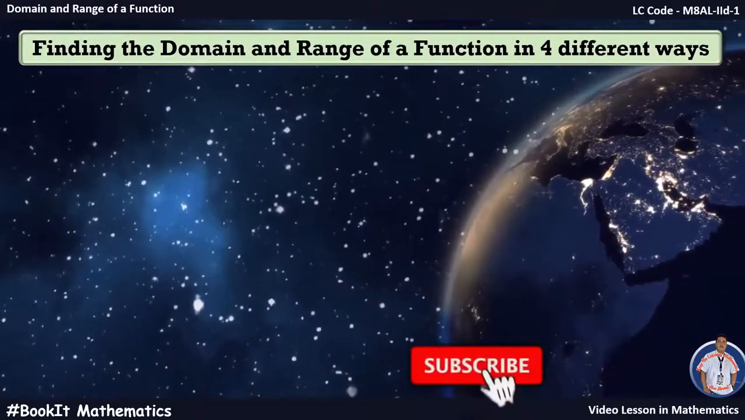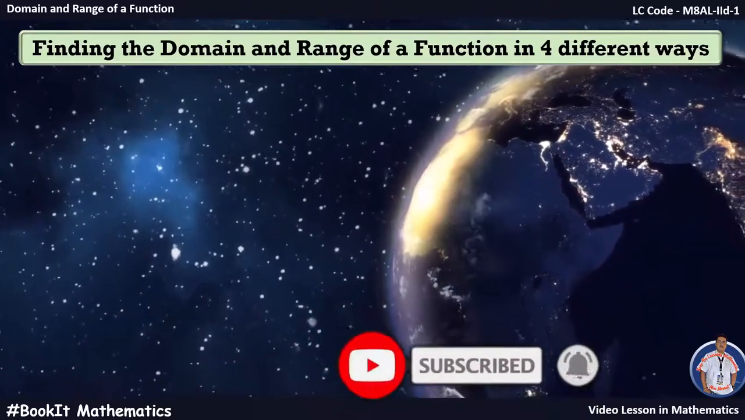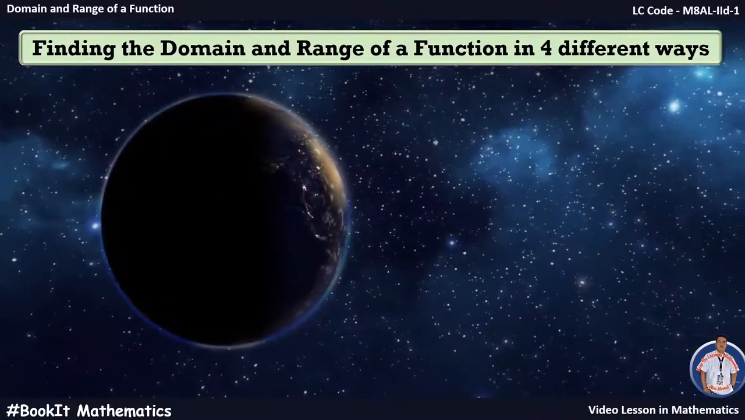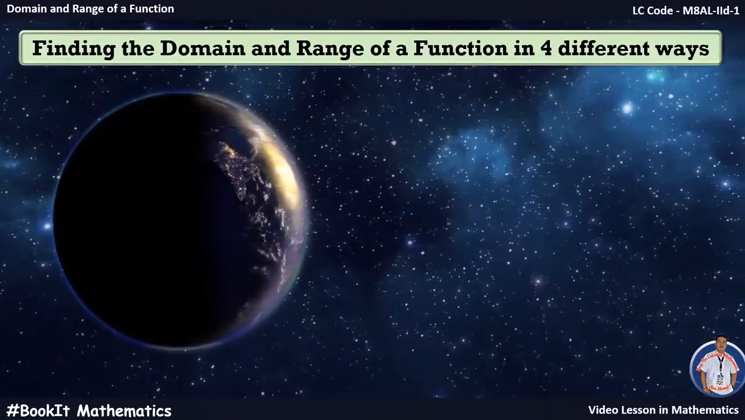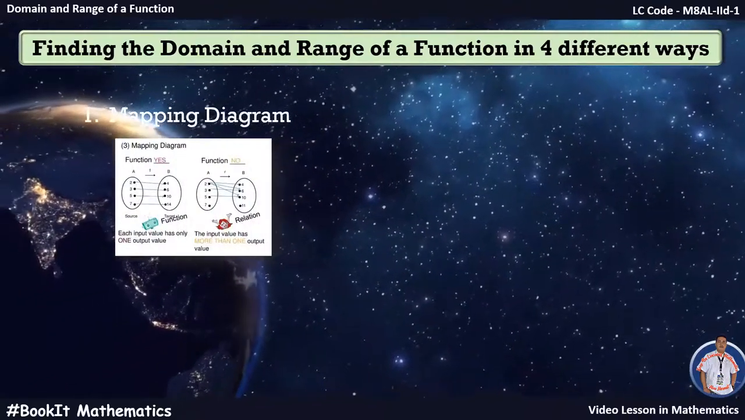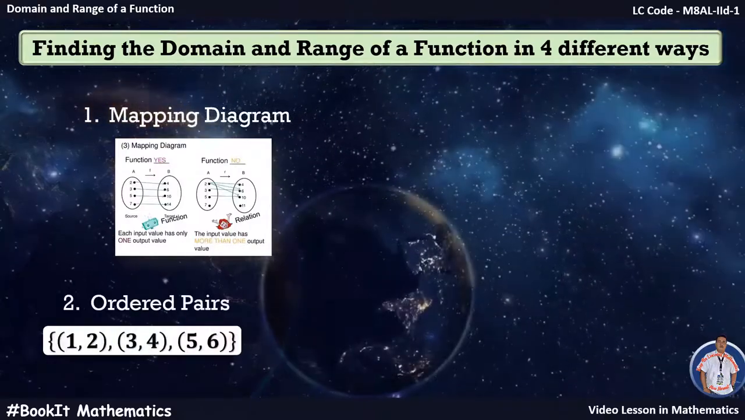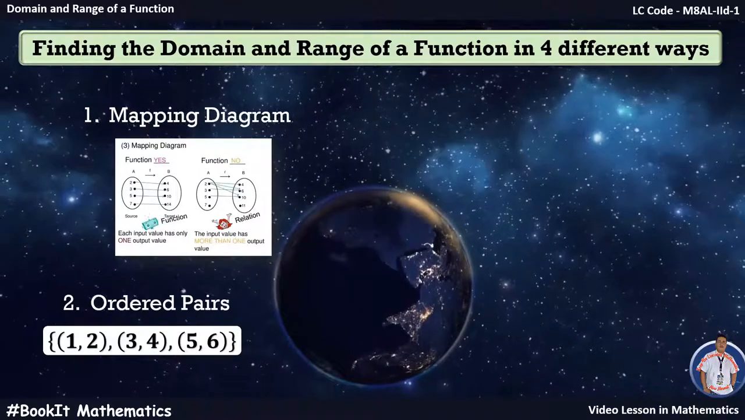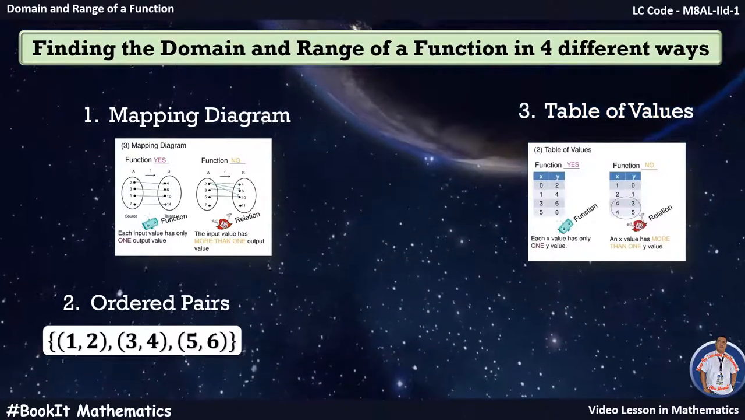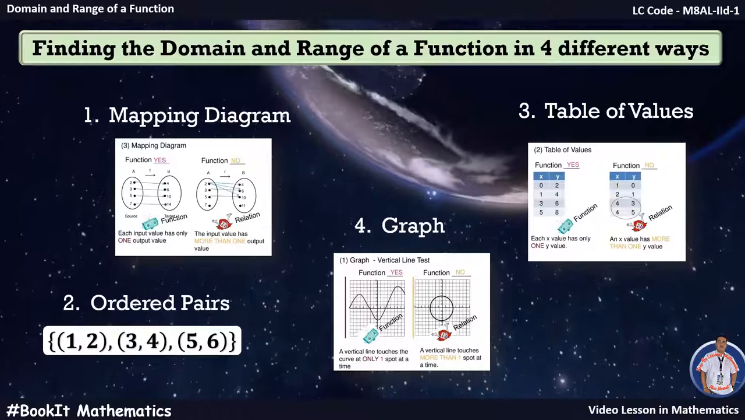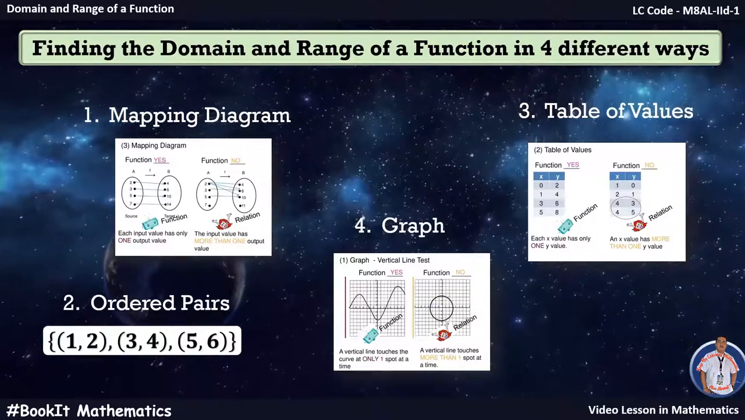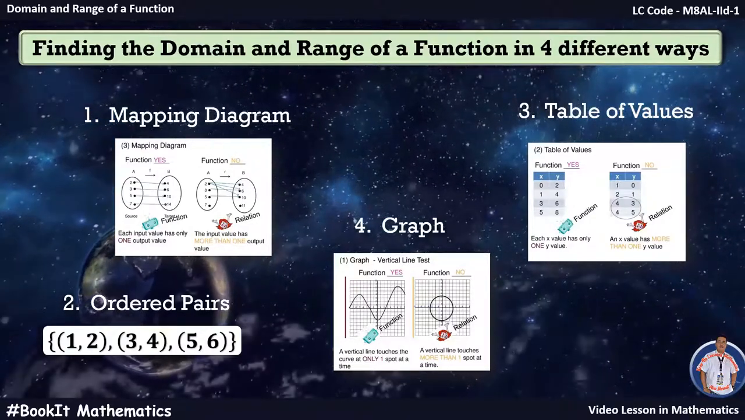Now, a function is best represented or expressed in four different ways. Actually, even a relation for that matter can be represented in these four different ways. We can represent them by doing a mapping diagram, or by using the set of ordered pairs. And using the set of ordered pairs, we can make a table of values. And with this table of values, we can actually create a graph. Now, these four different ways can represent a function or a relation, and doing so, we can identify the domain and range among these functions or relations.